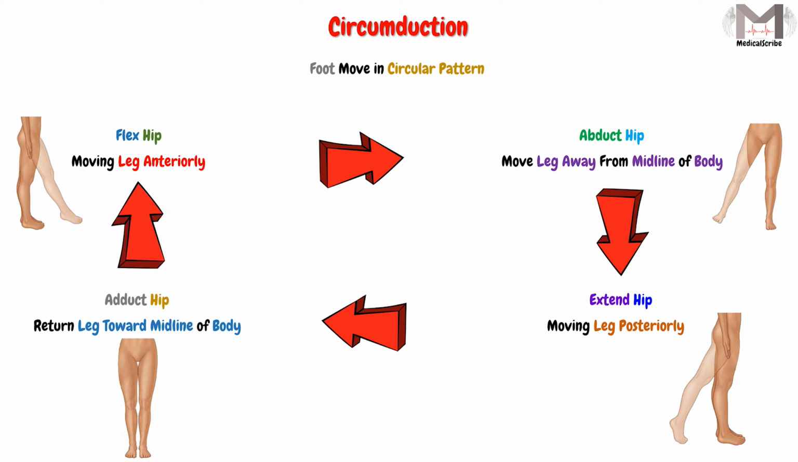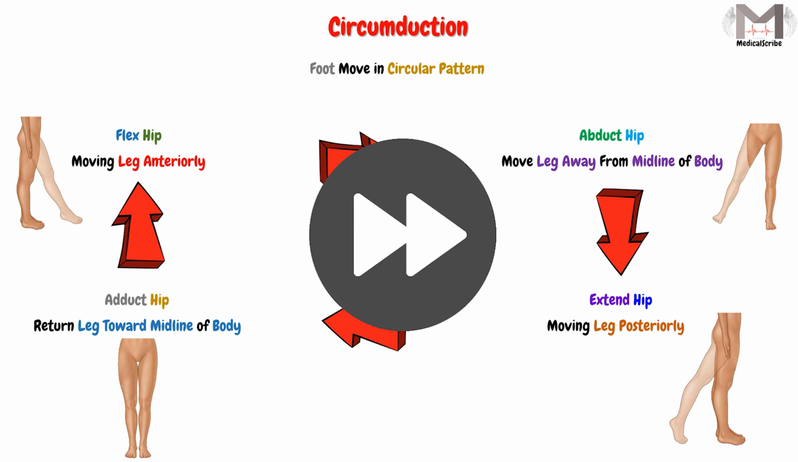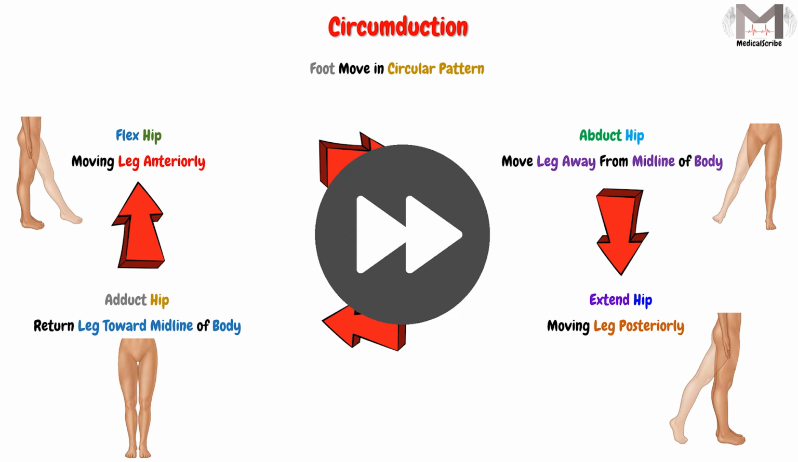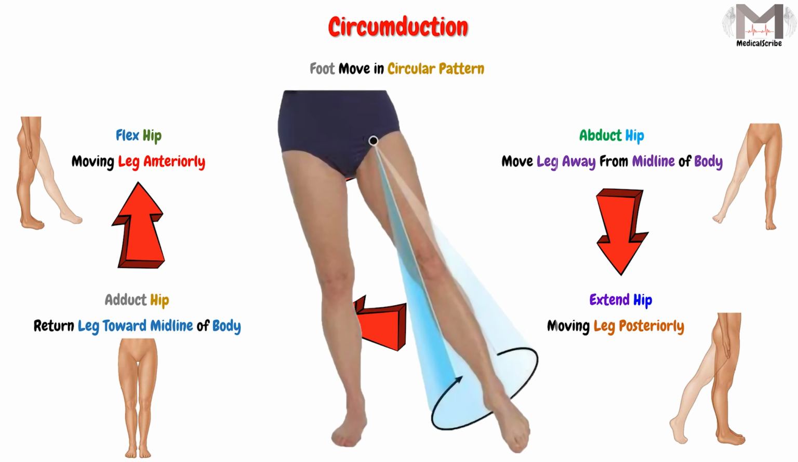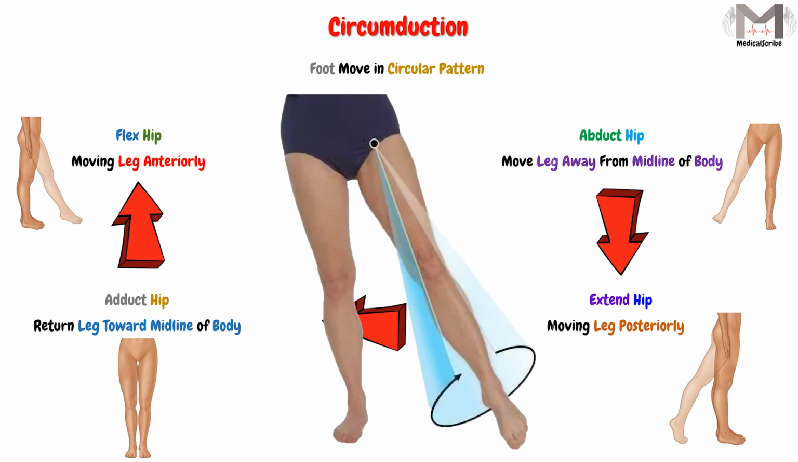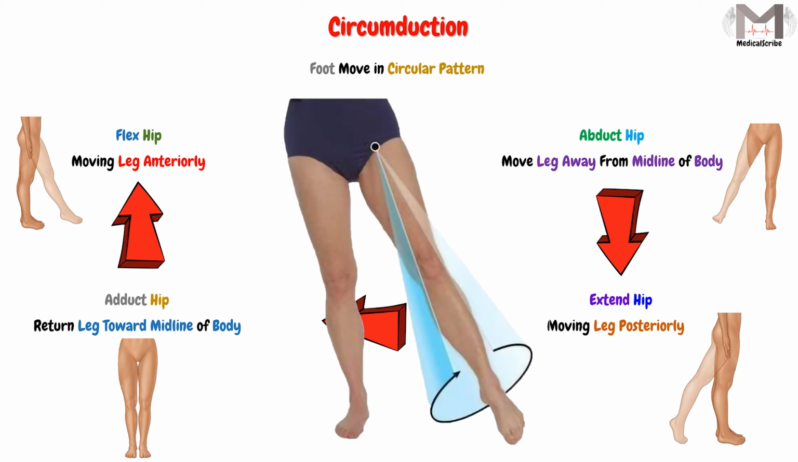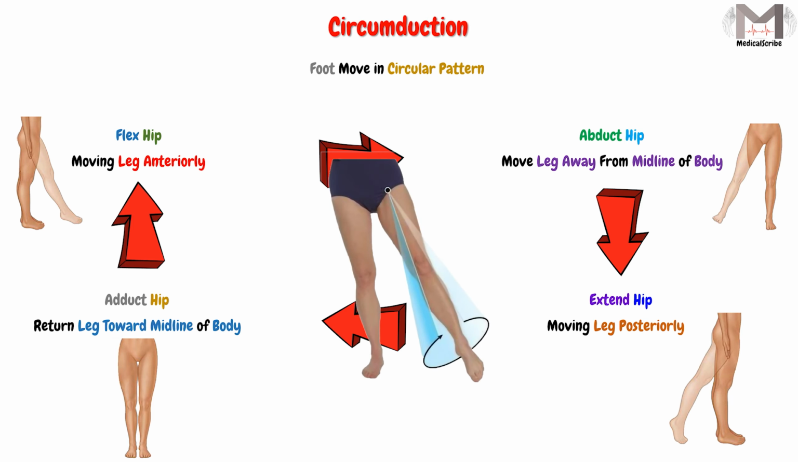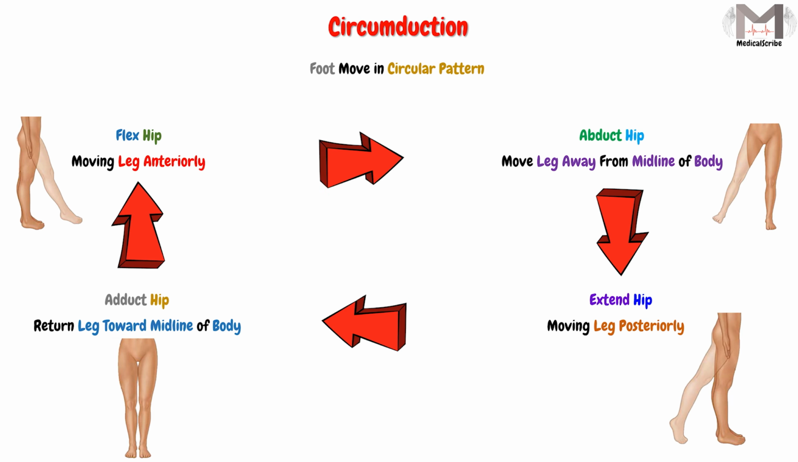And these four movements will occur sequentially. So all these movements together will make the foot move in a circular pattern. And the sum of all these movements is named circumduction. So that was almost everything about the circumduction term.